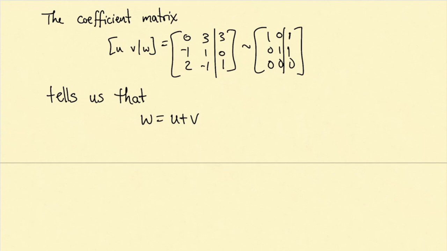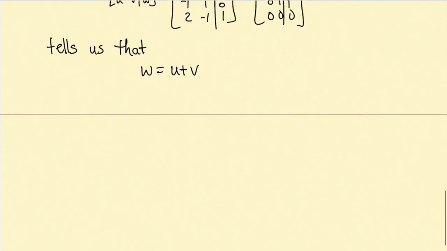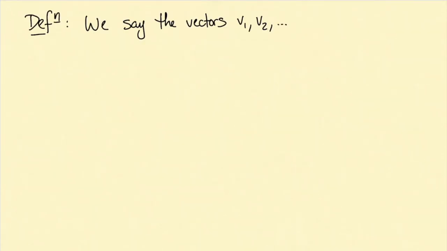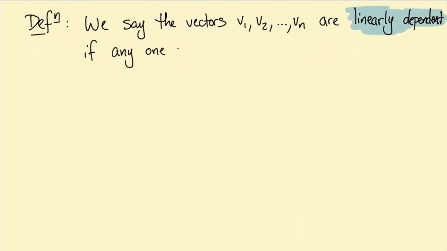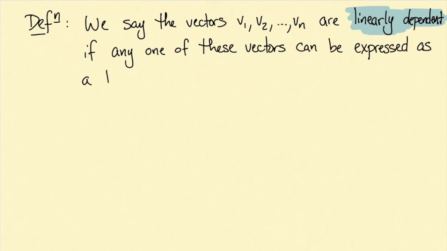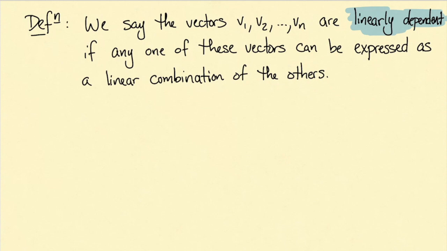So this relationship between these vectors is actually important enough to warrant its own name. We say the vectors v1, v2, down to vn are linearly dependent if any one of these vectors can be expressed as a linear combination of the others. Note that the vectors v1 through vn are linearly dependent if and only if any one of the vectors lies in the span of the others.